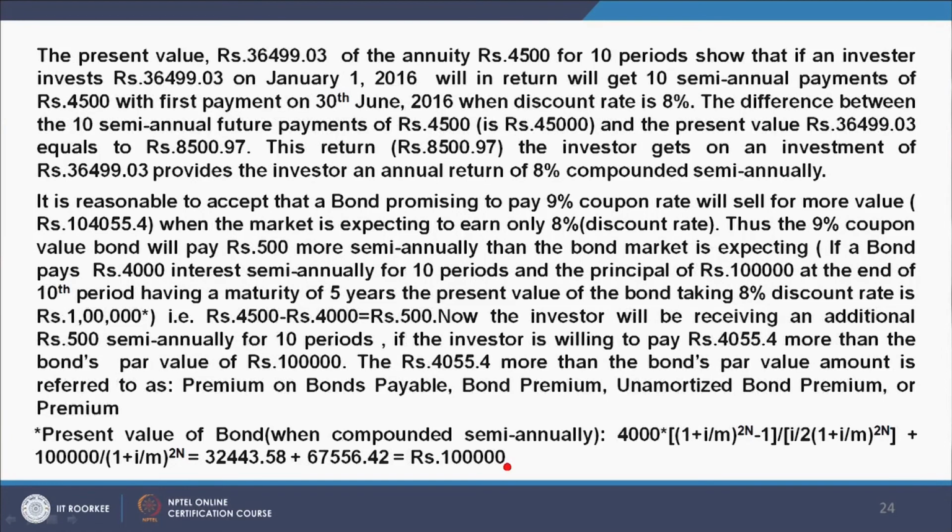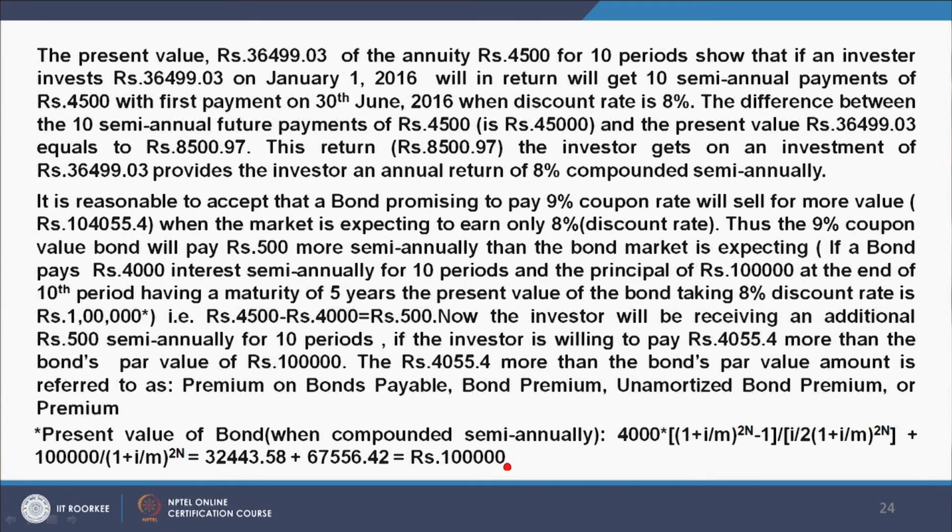It is reasonable to accept that a bond promising to pay 9% coupon rate will sell for more value, that is rupees 1,04,055.4, when the market is expecting to earn only 8%, that is the discount rate. Thus, the 9% coupon bond will pay 500 more semi-annually than the bond market is expecting.